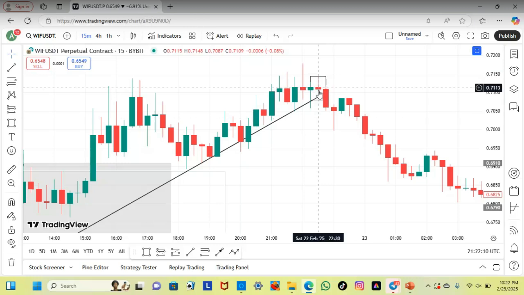So how do you know that this is a shooting star? You can see this small body. Then you see a long upper wick, which is 2 to 3 times larger than this body. Then you can see a short wick, a small lower wick. So this is a shooting star.